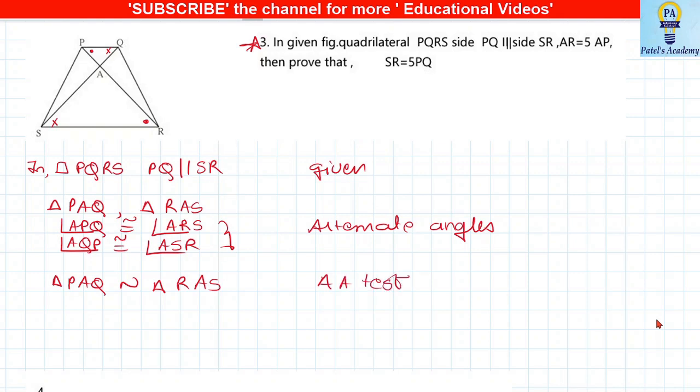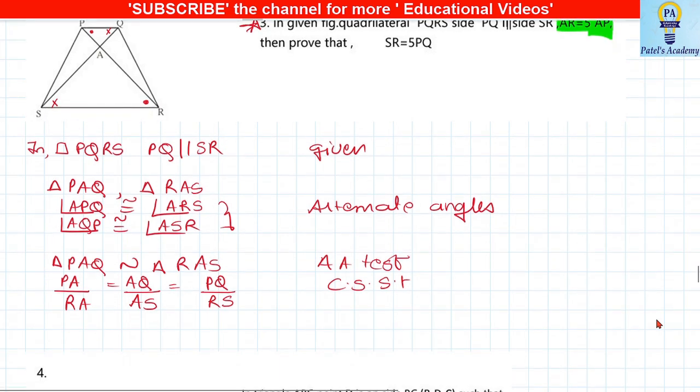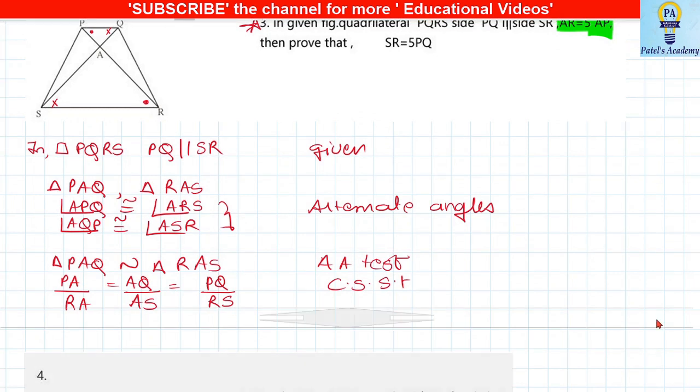Now as the triangles are similar, we can say that the sides are in proportion. So I'll take down all three ratios: PA upon RA equals AQ upon AS equals PQ upon RS, corresponding sides of similar triangles. Now let us see what they have given. They have given this, what I'm highlighting with green: AR is 5 times AP. So AR, I'm talking about the last step, just a minute.